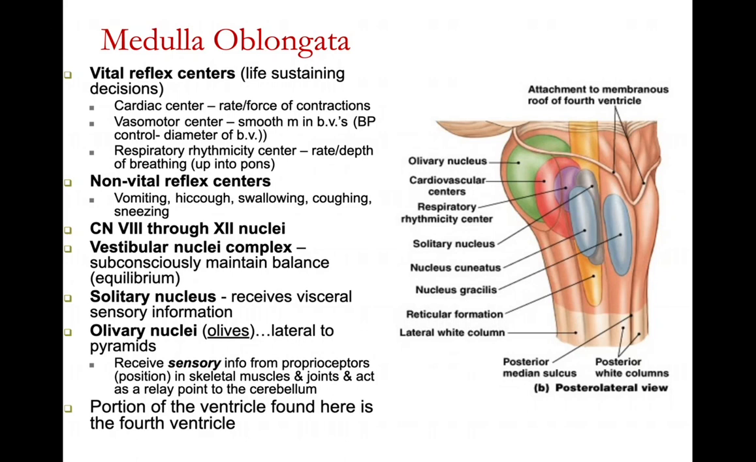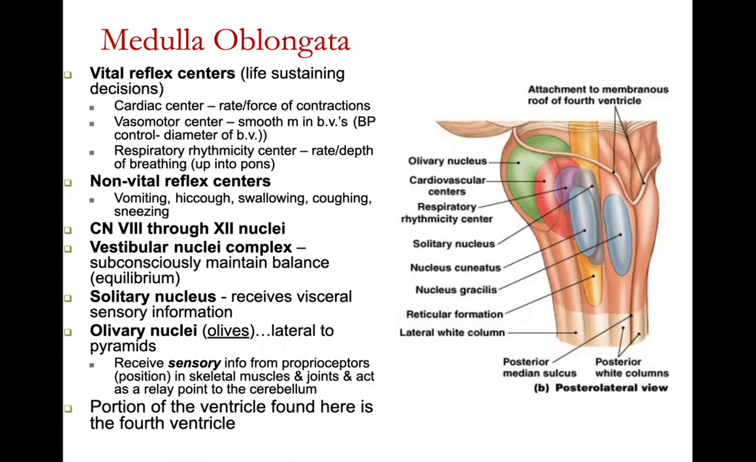The solitary nucleus will receive visceral sensory information. The olivary nuclei, or sometimes called the olives, are lateral to the pyramids. They're going to receive sensory information from your proprioceptors in your skeletal muscle and joints and will act as a relay point to the cerebellum.